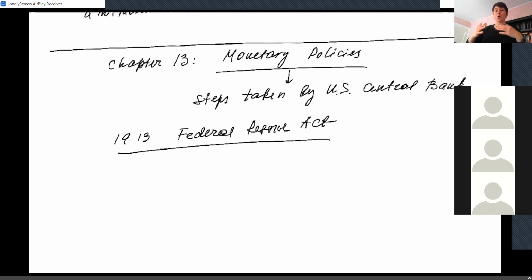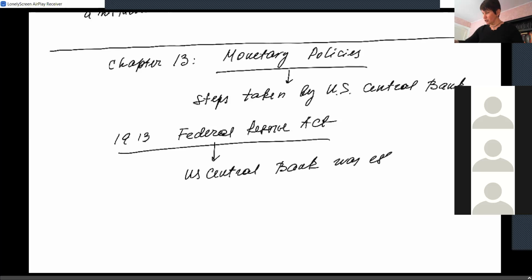Okay. All banks must either turn into a national charter and therefore respond to and be checked by the main central bank, or the state charter where they are supervised and answer to state authority. Therefore, the dual banking system, national and state banks. Okay. So through the Federal Reserve Act, the US central bank was established.